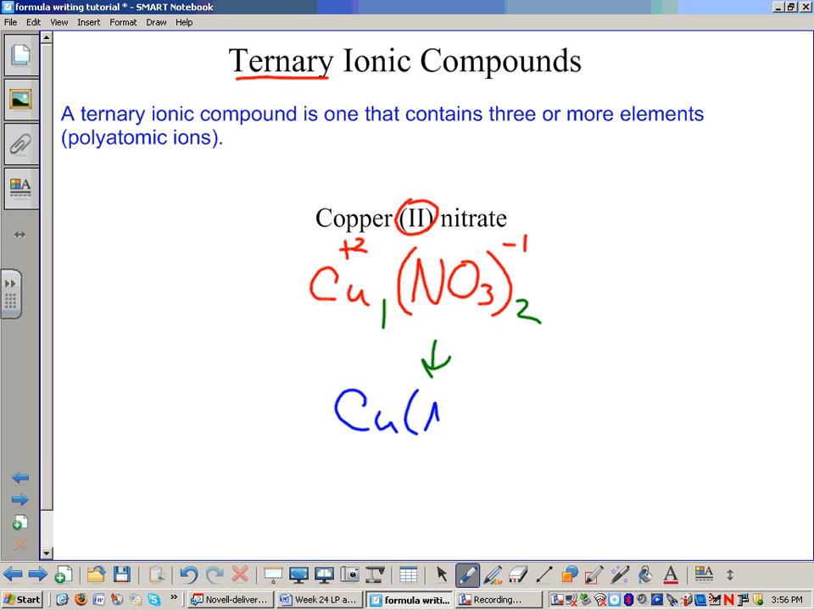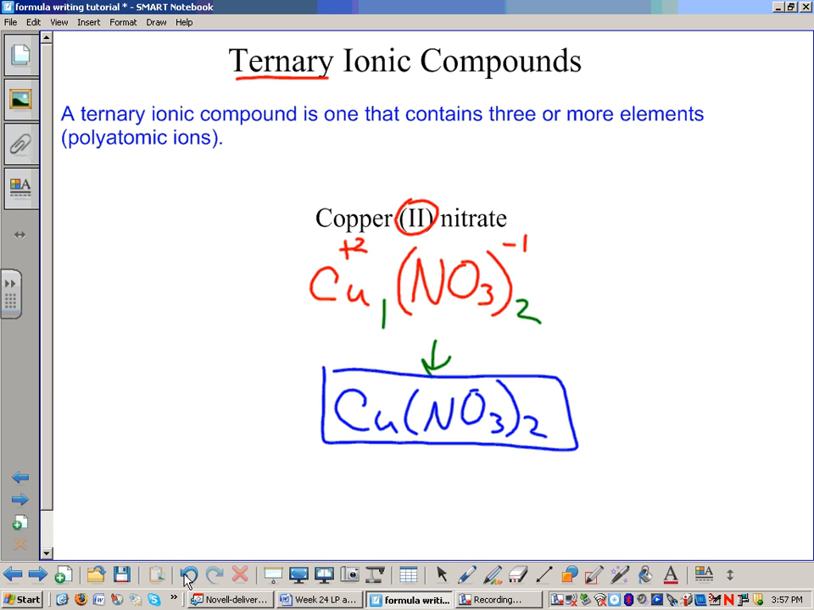Cu, NO3, inside the parentheses 2. That tells me I need 2 nitrates for every 1 copper. 2 nitrates for every 1 copper. That's your finished final chemical formula for copper(II) nitrate.